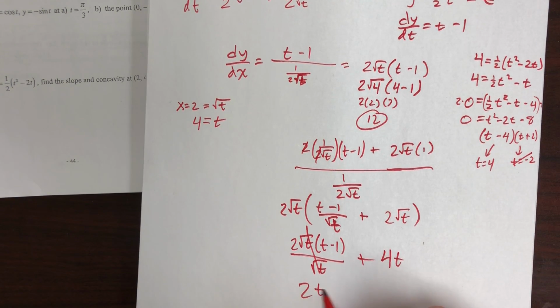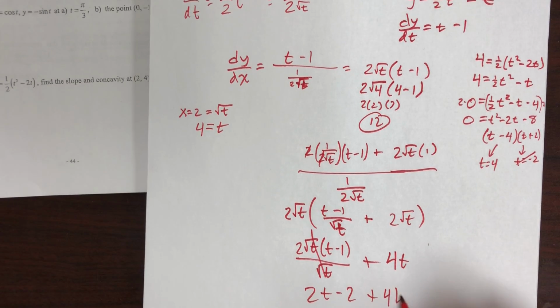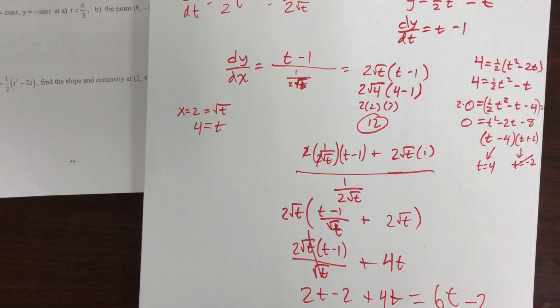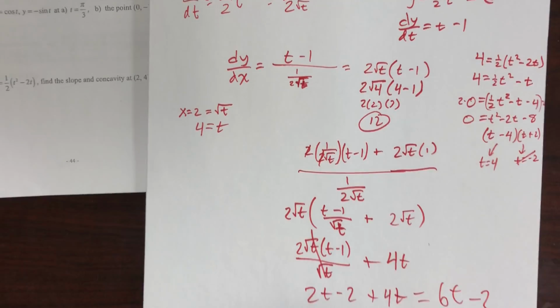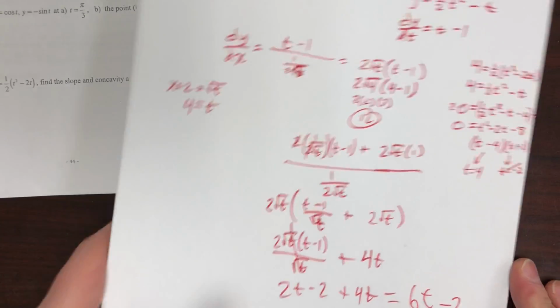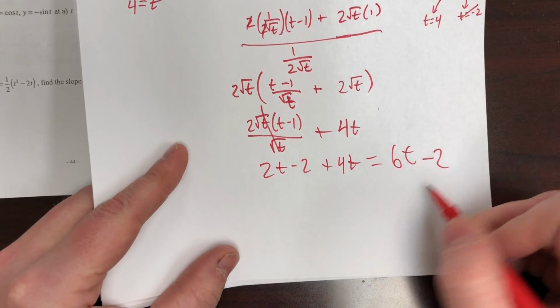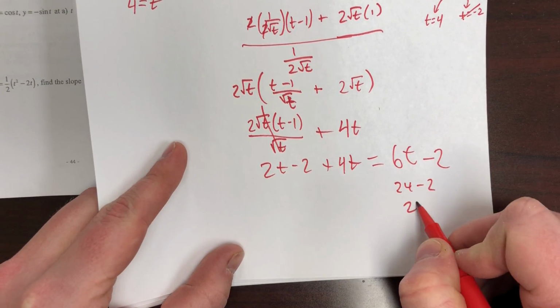So that's 2t minus 2 plus 4t is equal to 6t minus 2. It is beneficial to simplify these out. If I had to take a third derivative, it'd be much easier. So t was 4, I'll plug in 4, I'll get 24 minus 2, I'll get 22.